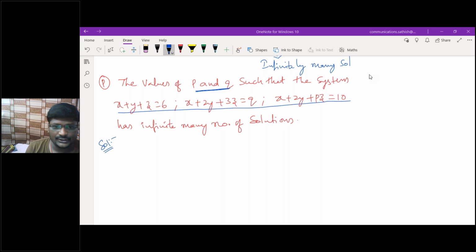Then I just asked you this question for infinitely many solutions. Those who completed it for infinitely many solutions, can you try for a unique solution and no solution, ma? The values of P and Q. So try to listen, ma.